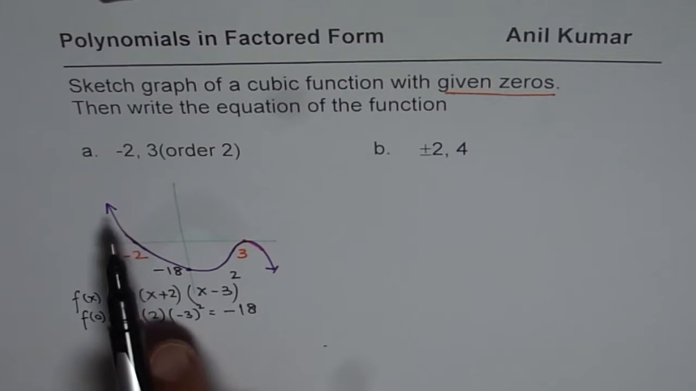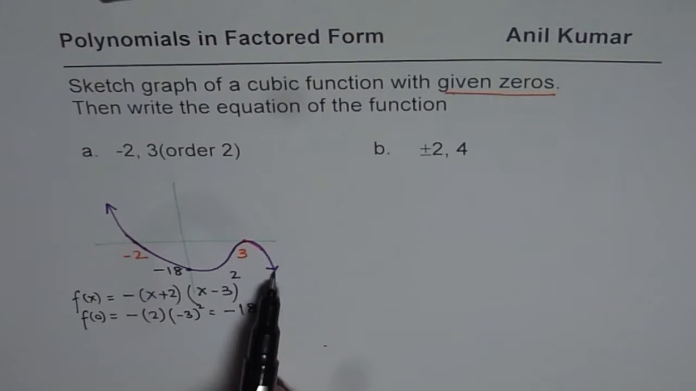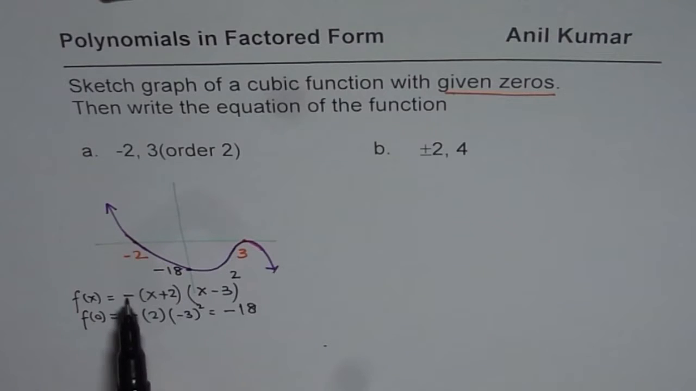It makes sense. If you see the end behavior, you notice that the right side is down. So the leading coefficient should be negative. You get an idea, right? So that is how it is. Now let's sketch the next graph.